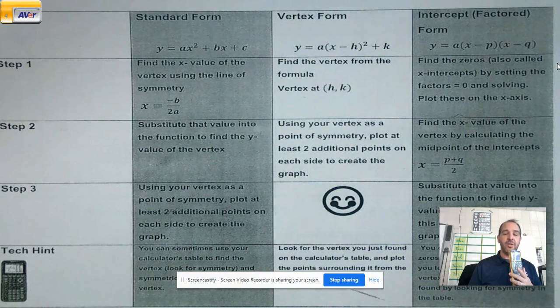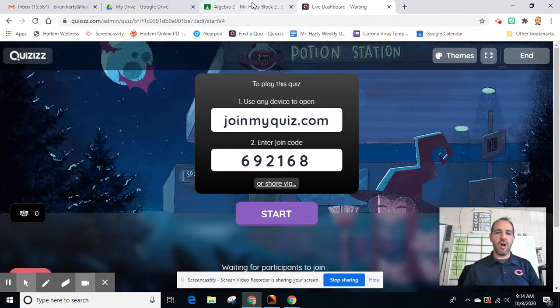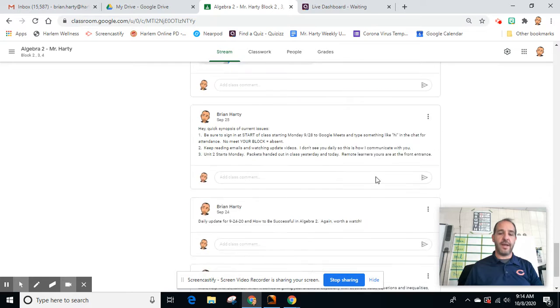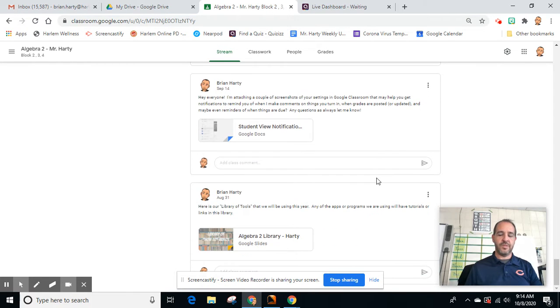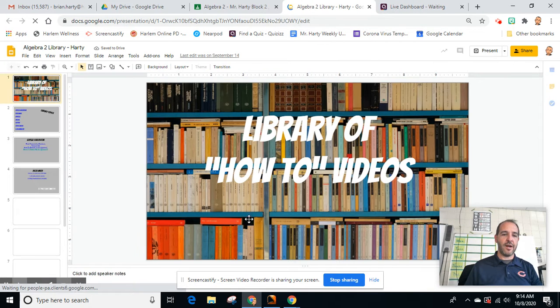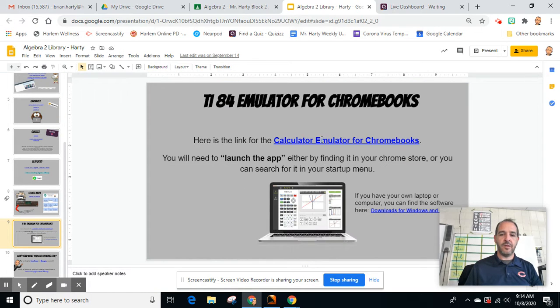And I'm going to show this one more time here, just to make sure, okay, if you're on Mr. Hardy's stream, you are going all the way down, all the way through to the bottom with the library. When you get to the library, we're going all the way down, almost to the end. There's the emulator for Chromebooks. Here's the one for Windows and Mac machines, okay? And you can download it there. Same calculator we have here.